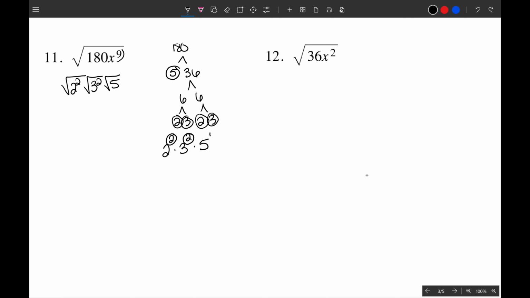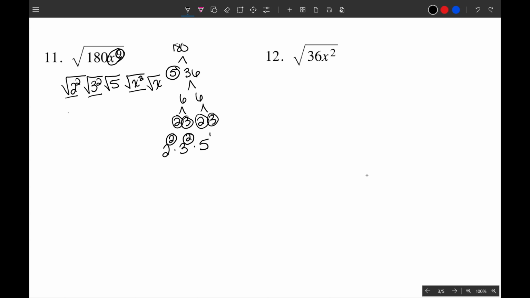Then I see that I have x to the 9th. I know 9 does not divide by 2. It does divide by 3, but we're not doing cube roots. So we're going to shave one off and use x to the 8th, which leaves one of those x's left over. So my perfect squares are 2 squared, 3 squared, and x to the 8th.